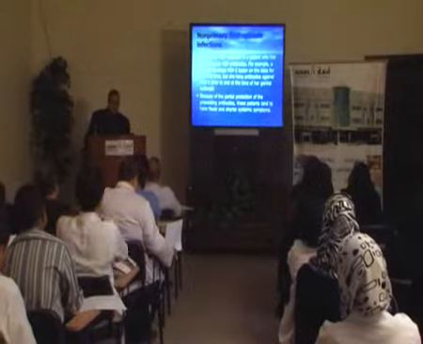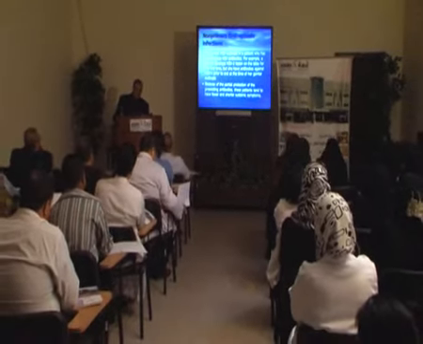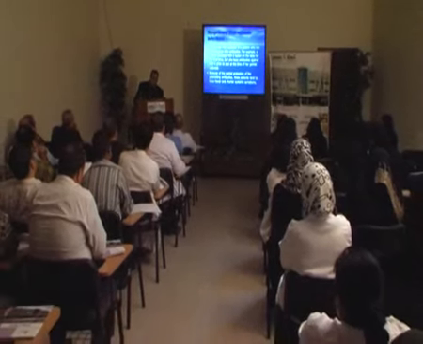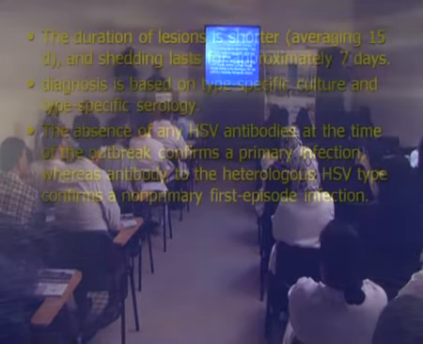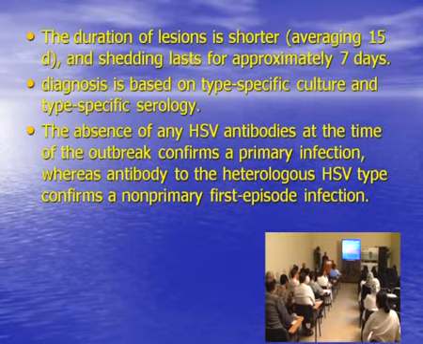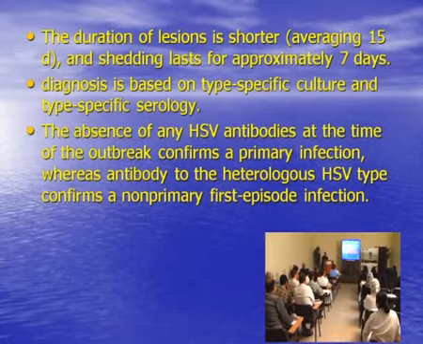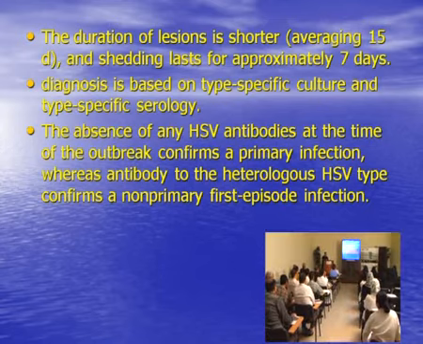Because of partial protection from the pre-existing antibodies, these patients tend to have fewer and shorter systemic symptoms. The duration of the lesion is shorter, average 15 days, and shedding lasts for approximately 7 days. You know that in the primary case, it was 20.